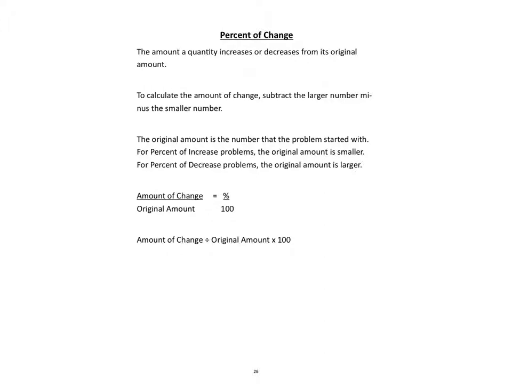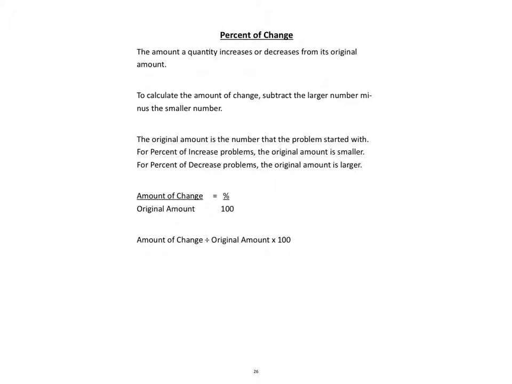So a lot of times in the news, you'll hear things about population increases. "We are 75% more than last year." Well, they're not saying we have 75 students or 75 people more. We're saying that we took the total and we added 75% of that total on, okay?